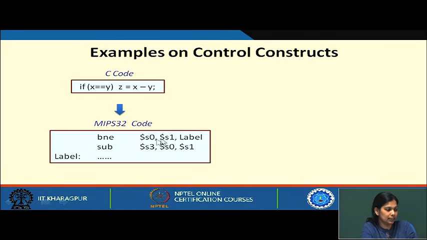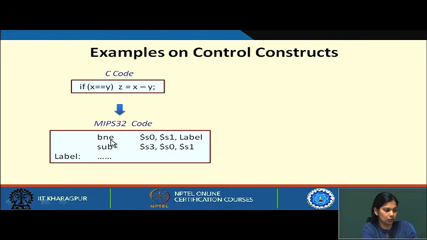If it is equal, then this condition will not be met. So, the next instruction will get executed. That is what we wanted. If x is equal to y, z will be equal to x minus y.